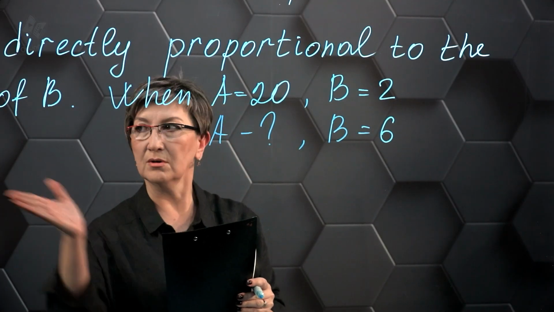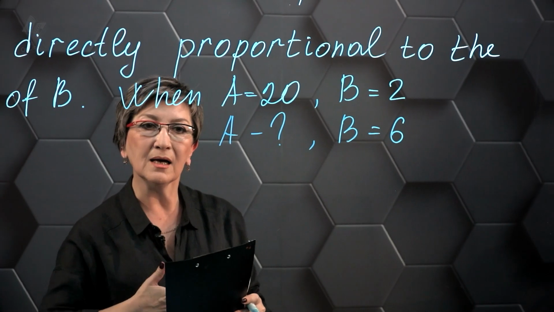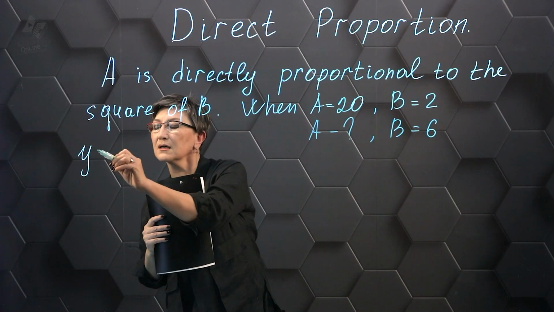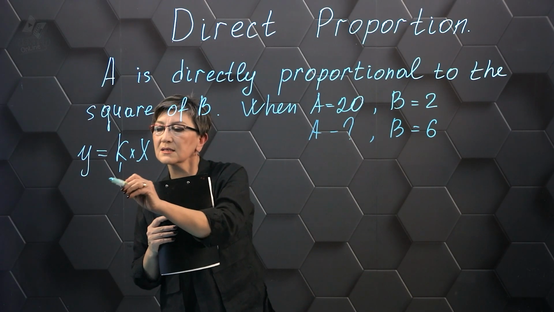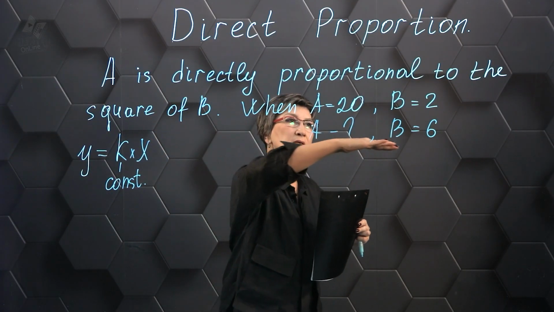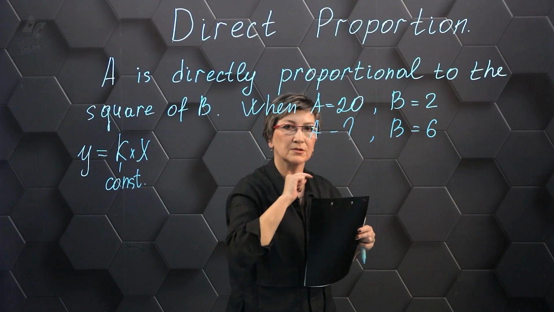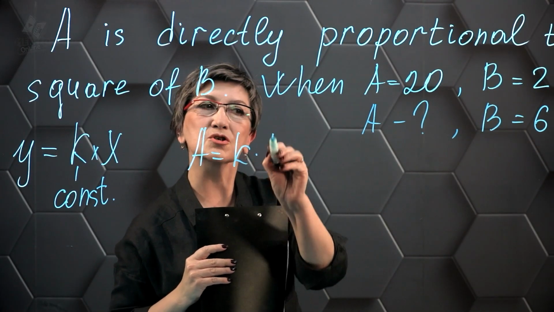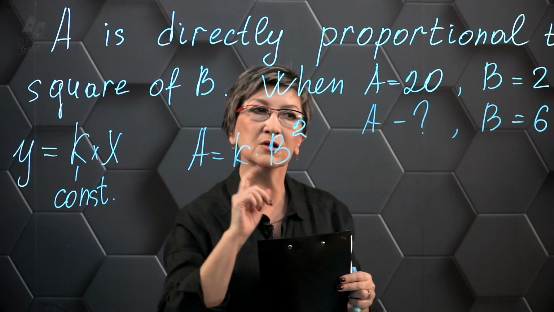In solving this problem, we will again write down the expression that we use to write down directly proportional quantities. And that notation looks like this: Y equals K times X, where K is a constant. From our condition, the quantity A is proportional to the square of the number B. So we write A equals K times B, and in this case squared, because the condition gives the square of the number B.